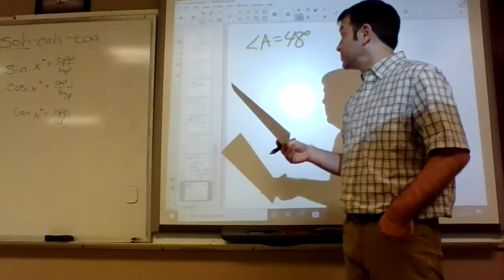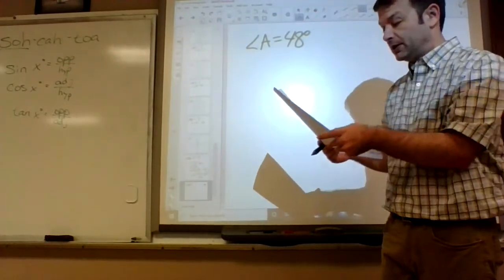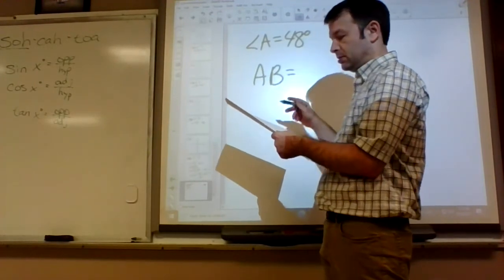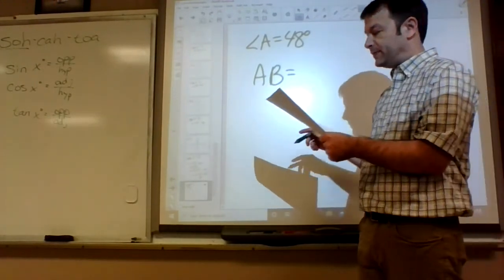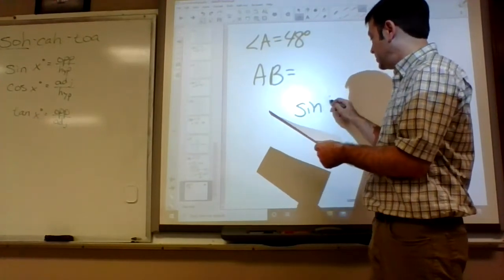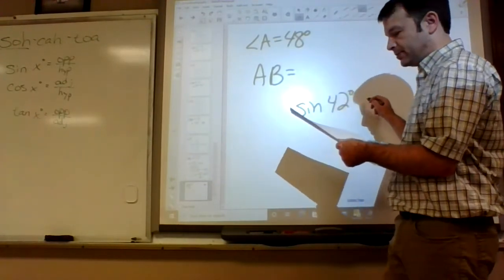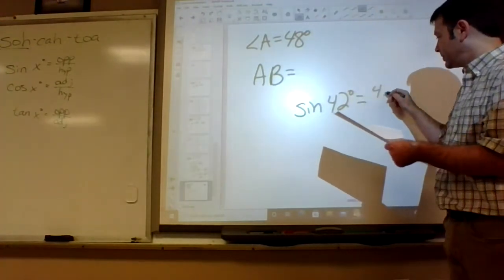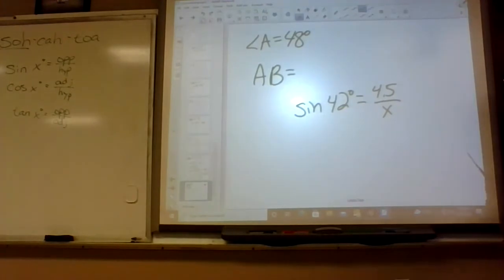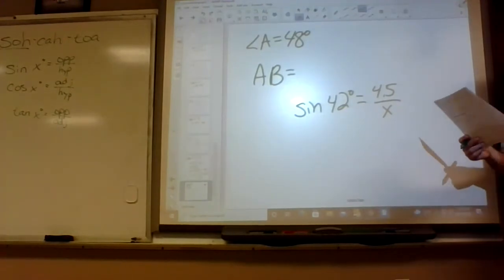So, let's do side AB. It's hypotenuse and opposite. Relative to 42 degrees, hypotenuse and opposite, so that's sine. Sine of 42 degrees equals opposite, 4.5, over hypotenuse, x. So it's 4.5 divided by sine of 42.